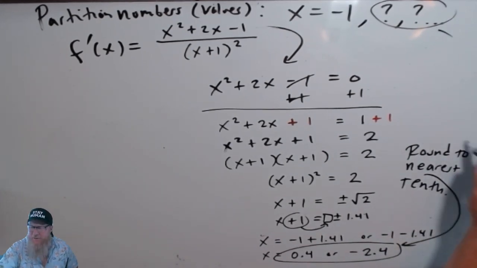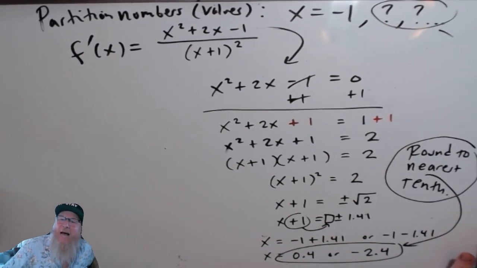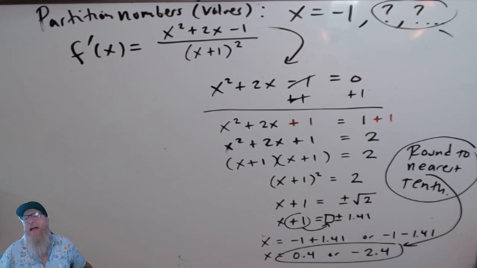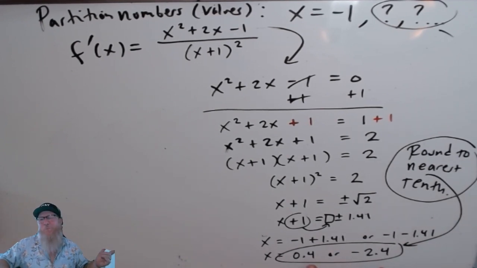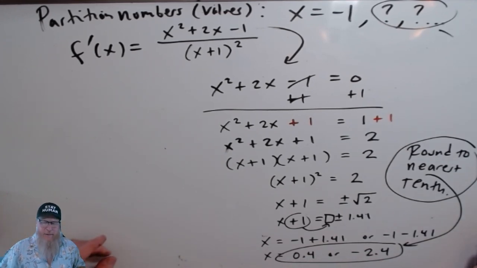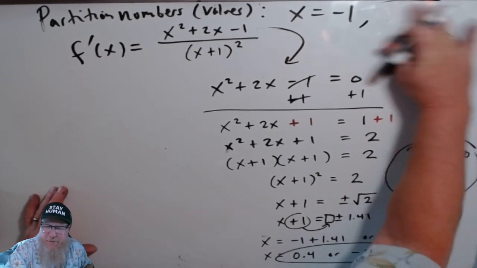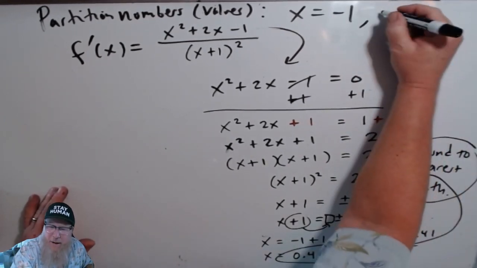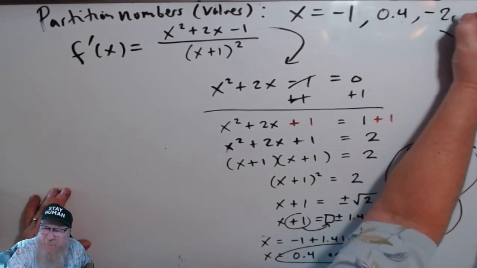There's no standard. Some people do hundredths. I usually only do hundredths for the business apps because of money. Everything else, I just do tenths. There are some problems we've seen where we round to the nearest whole number. This one probably wouldn't be very good to round to a nearest whole, right? So I'm going to go with tenths. All right. So those are our other two partition numbers. -1, 0.4, and -2.4.